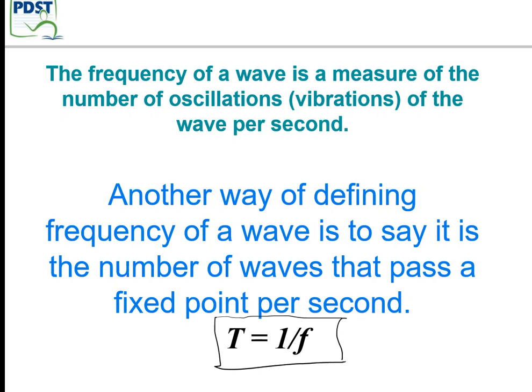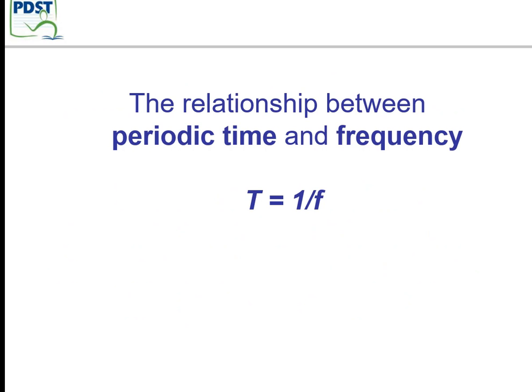So time period of a wave is given as 1 over frequency, 1 divided by frequency, which means frequency of a wave is also given by 1 divided by time period of a wave. So that's a formula that you can use. So this is just showing that relationship between frequency of a wave and time period or periodic time of a wave.